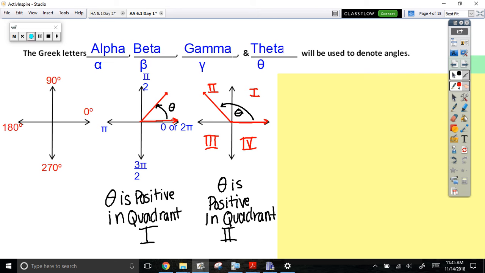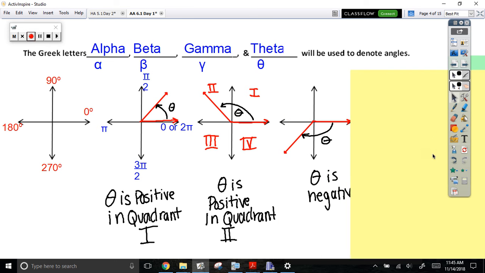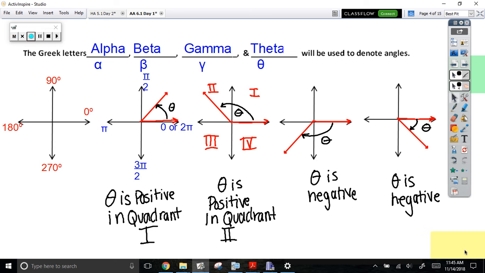Now, if theta's in quadrant 3, it could be a super big angle that goes over 180 degrees, or it could be a negative obtuse angle that goes down. I think I drew a negative one on here. So that would be like negative 120 degrees or something. And then the last one I showed in quadrant 4, again with a negative, but it could be a positive, anything over 270.